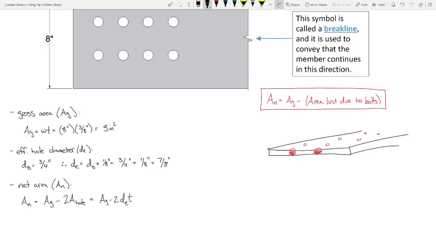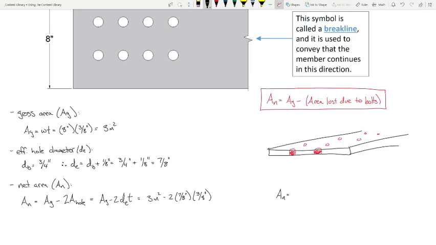So in this case, it's going to be 3 square inches minus 2 times 7/8 of an inch. And how thick was the plate? 3/8. So what do we get for this? You got to break out your Casio FX115ES Plus or similar scientific calculator, because you got to do that in here too. Do you keep it in fractions? No, let's do decimals. And I'm going to talk about that here in a second.